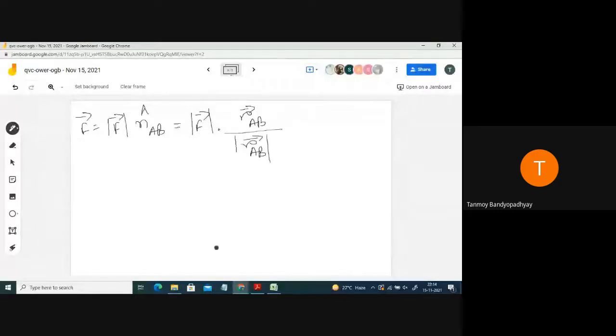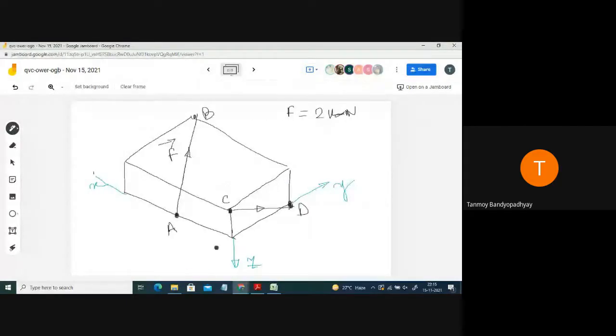So we have to find out RAB. RAB will be actually vector ROB minus vector ROA. So just find out the coordinates of the point B and the coordinates of the point A. So for the point B, what are the coordinates of the point B?